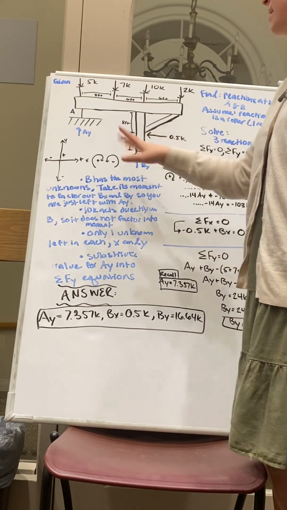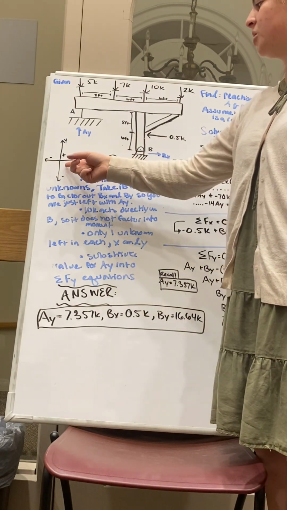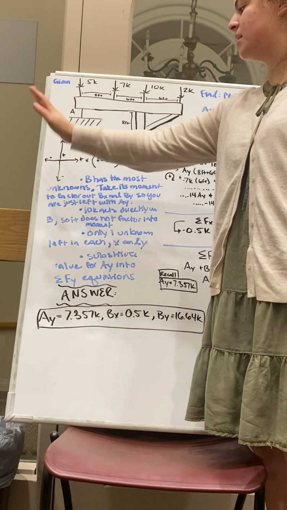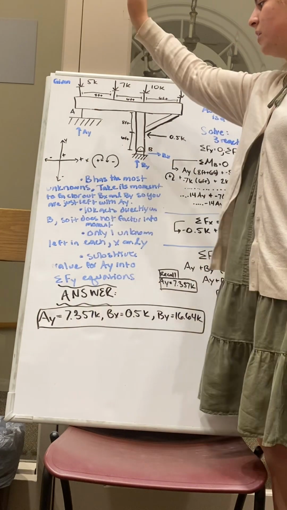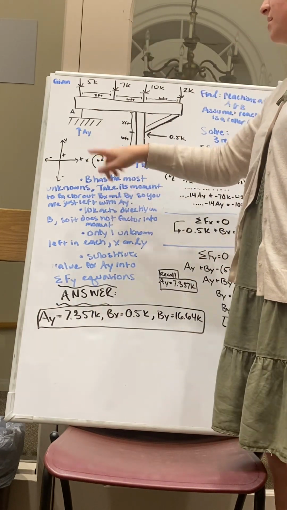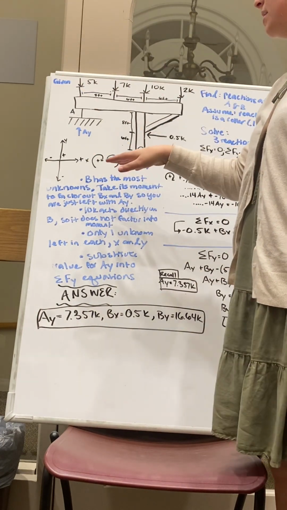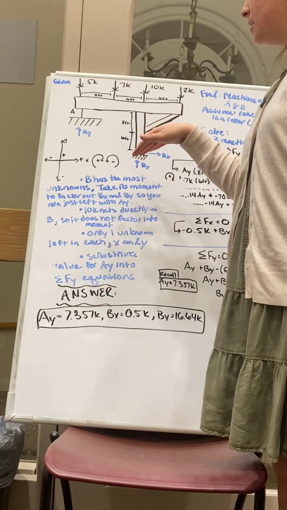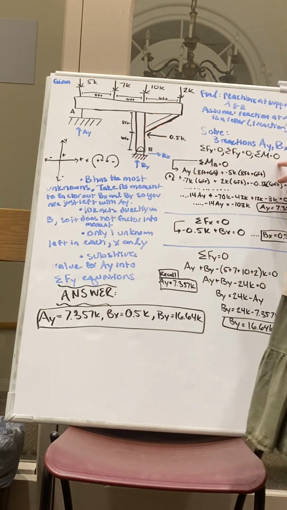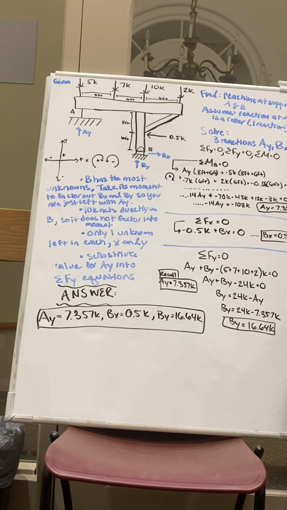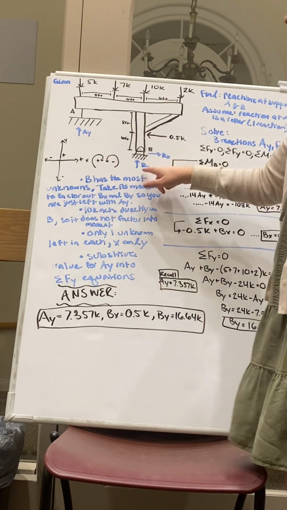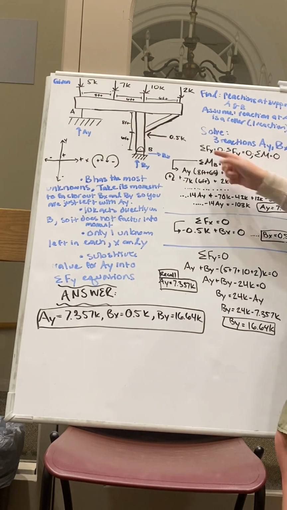BY and BX. And in this problem, we're going to establish that this direction is positive, this direction is negative, this direction is negative, and this direction is positive. We're also going to establish that clockwise is a positive moment, and counterclockwise is a negative moment. Recall that we have our three reactions as we found: AY, BY, and BX. We're going to solve for all three of those.